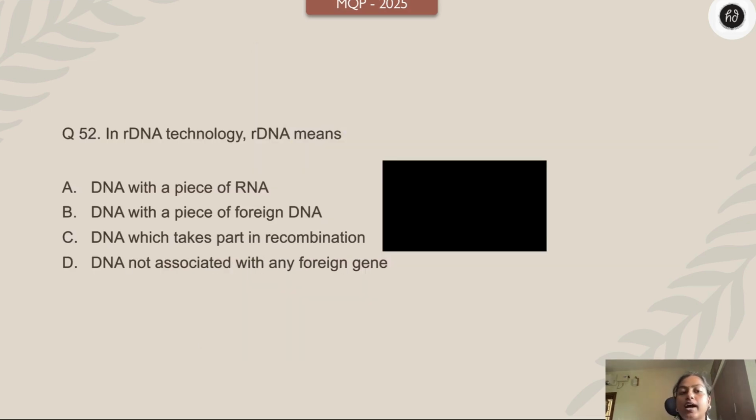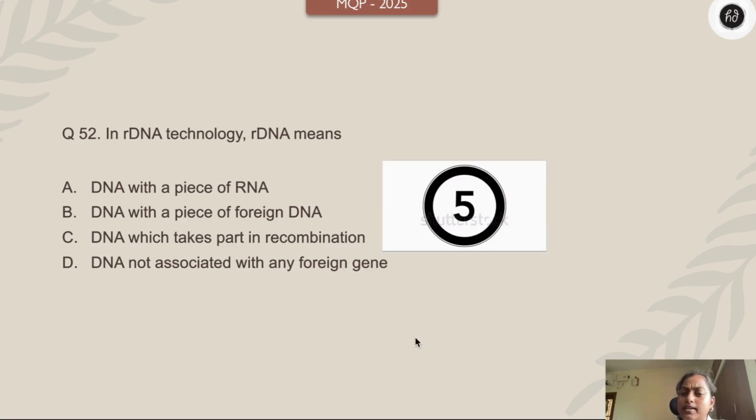In rDNA technology, rDNA means: DNA with a piece of RNA, DNA with a piece of foreign DNA, DNA which takes part in recombination, or DNA that does not associate with any foreign gene. Your time starts 3, 2, 1 right now. This is a very simple topic, right? You're learning this right from your grade 9, grade 10.